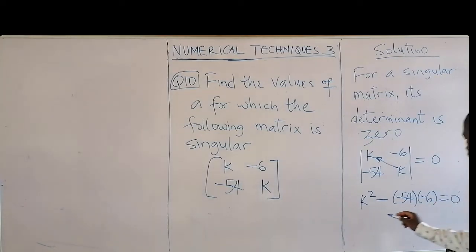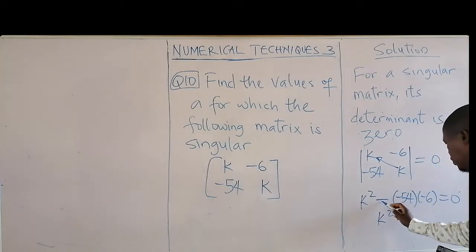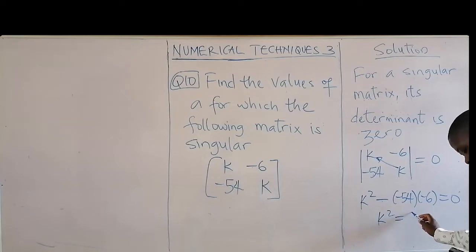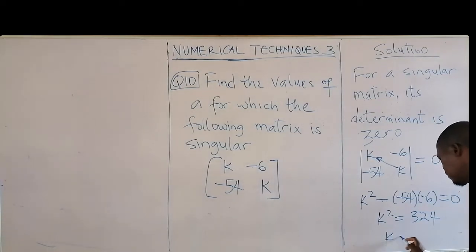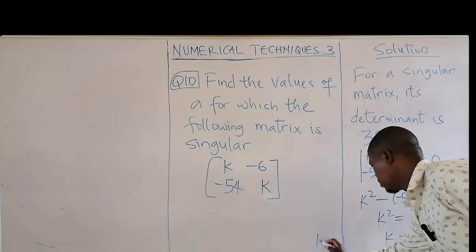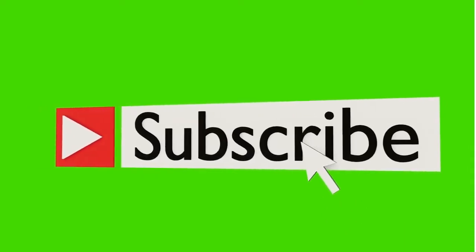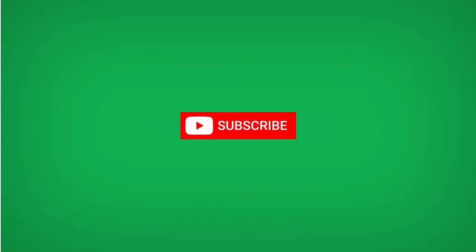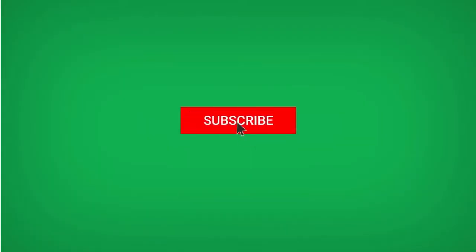That's k squared. And then move this to the other side, equal to 324. So k squared equals 324. We take the square root of both sides. So k is equal to the square root of 324, and that will give us 18. So k is equal to 18. That's it for this question.